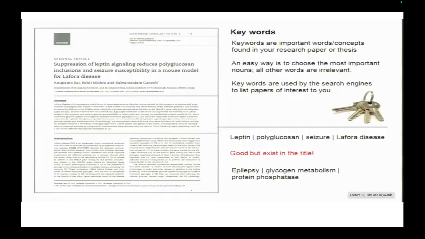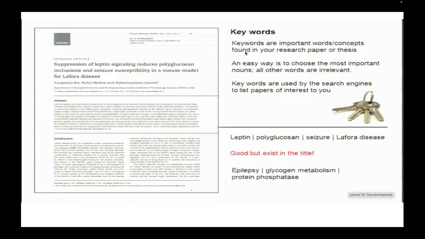After the title, keywords are of very much importance. For example, this is one example of a title, and you know that the keywords are also given. Different search engines, for example PubMed and Google Scholar, do not search the whole manuscript when you search for an article. For example, if dementia is mentioned in this paper but not in the title or the keywords, and you search for something related to dementia, this paper will not be in your search list. So keywords and title are very important.